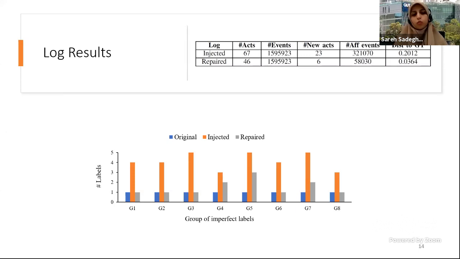We had originally 1 label in each group, and this was increased to 3 to 5 labels as a result of injection. Through our approach, we've been able to reduce this number to 1 in most groups, except for groups 4, 5, and 7. And this is because some of the repairs that were suggested did not get the minimum weight required to be approved by our repair algorithm. And this can be resolved by increasing the number of players or decreasing a threshold.